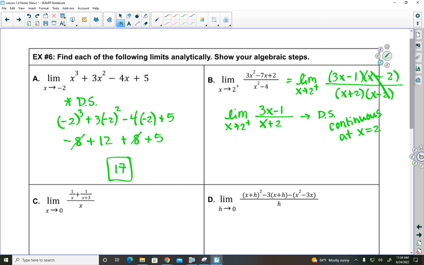I'm not going to get indeterminate form. So we can just use direct substitution on this one rather than picking 2.001. This direct substitution is a lot easier. We don't have to pick up our calculator to help us with it. So we get 5/4.